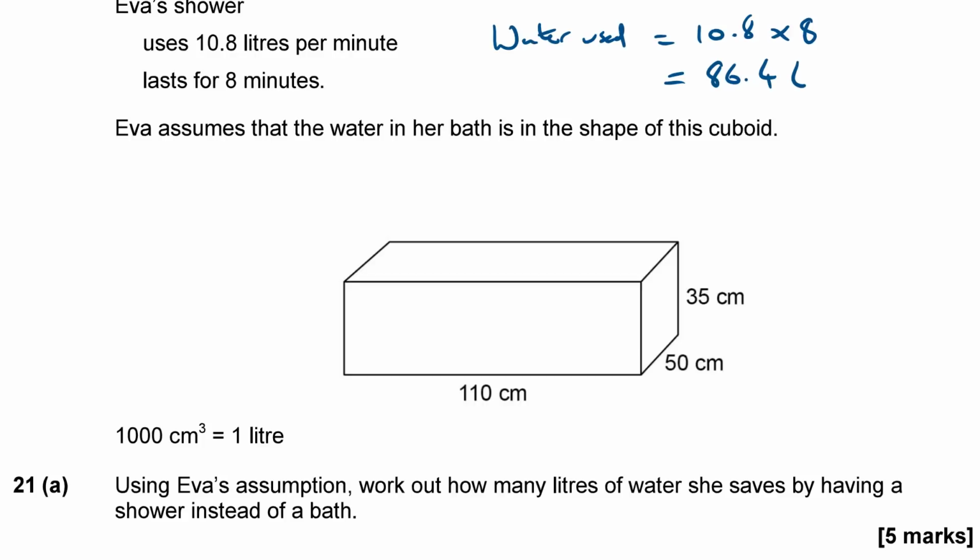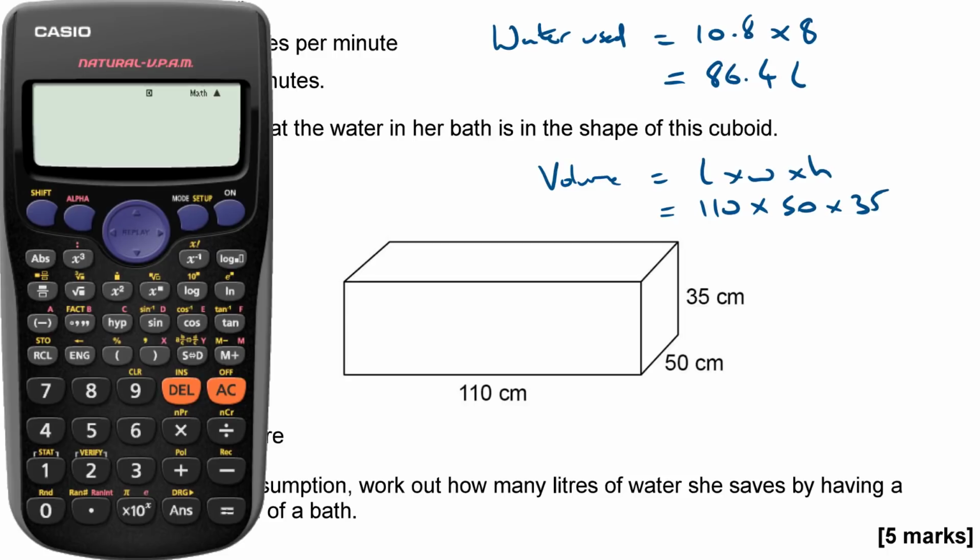So she's assumed that the bath is a cuboid with those dimensions, so then the volume of this cuboid is going to be those 3 measurements multiplied together, isn't it? Length times width times height is the volume of a cuboid. So let's multiply those together. 110 times 50 times 35. What does that come to? So 110 times 50 times 35 gives me 192,500.